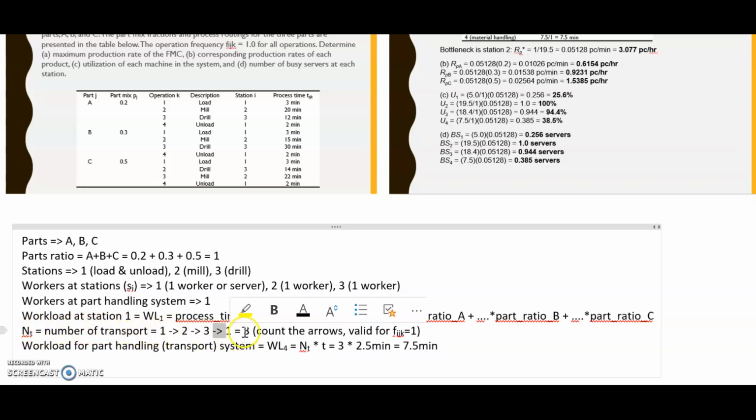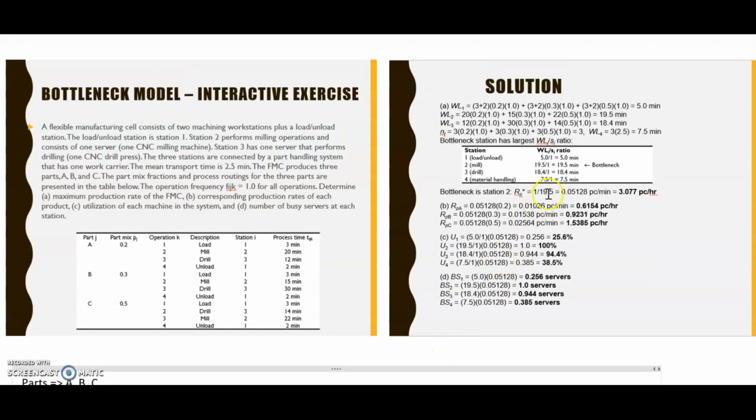So NT is 3, multiplied by the transport time of 2.5 minutes. So the workload at this station, WL4, is 7.5 minutes. This is the answer, 7.5 minutes.